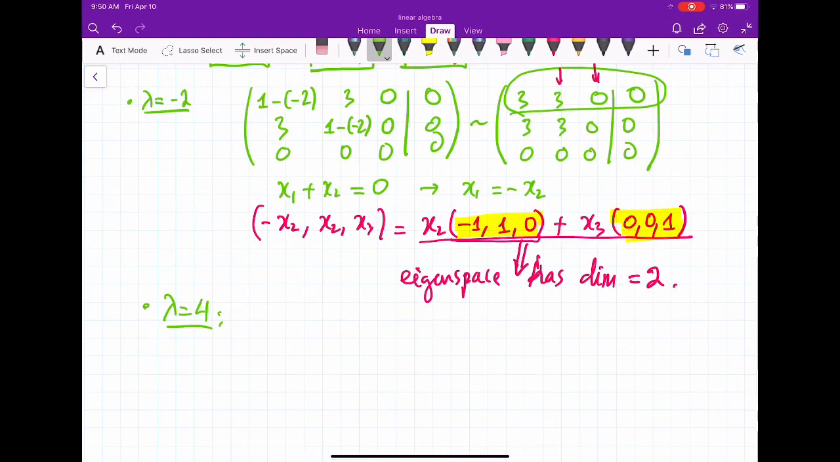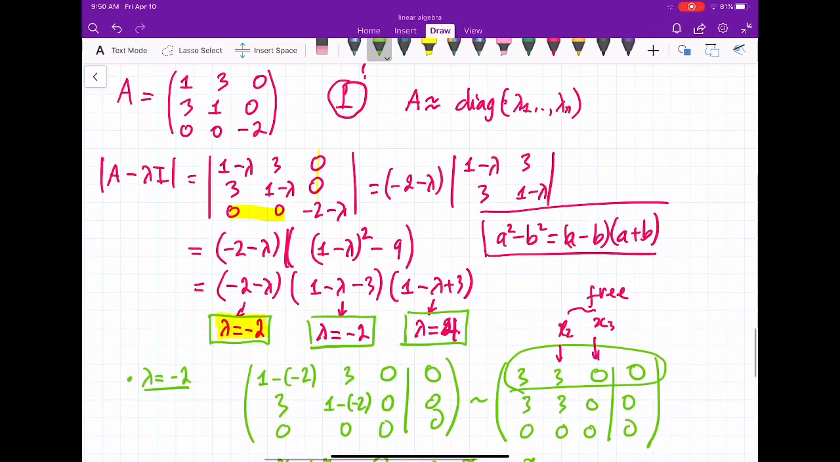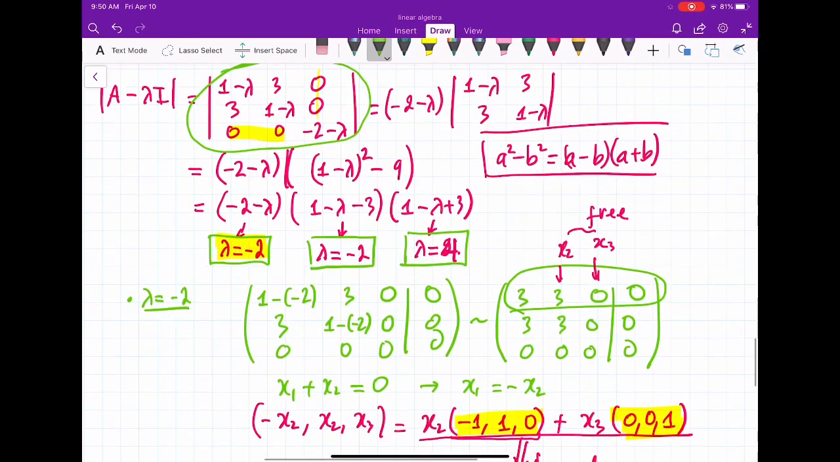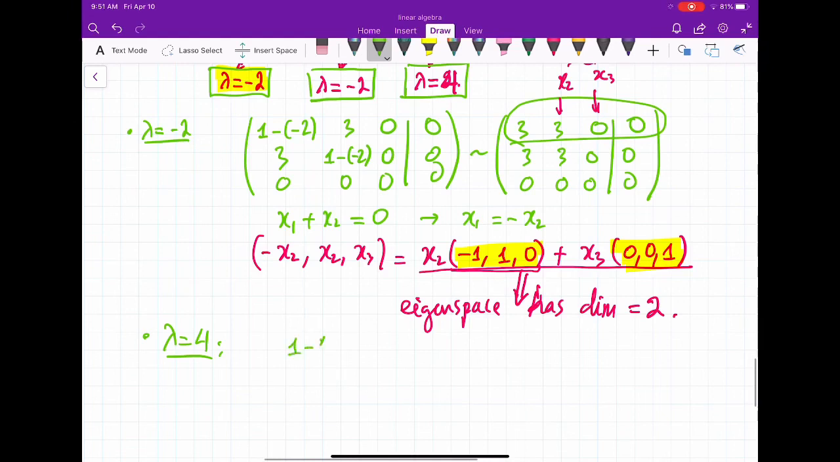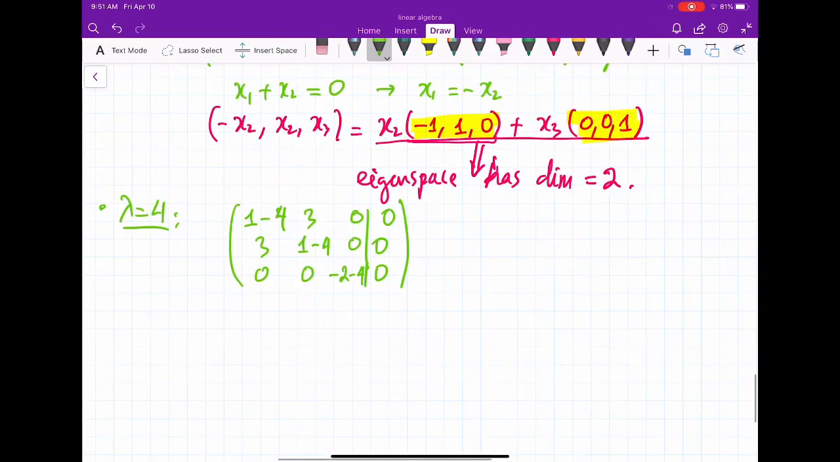Again, I plug 4 into this formula and solve the homogeneous system. So I have 1 minus 4, 3, 0, 0 in here, 3, 1 minus 4, 0, 0 in here. I have 0, 0, -2 minus 4, 0. Okay? So this is equivalent to -3, 3, 0, 0, 3, -3, 0, 0, 0, 0, -6, 0 in here.